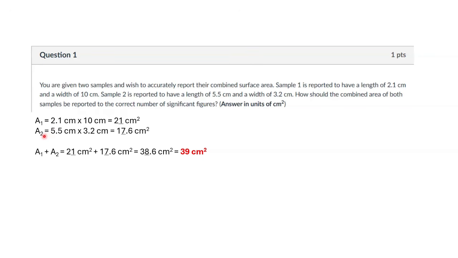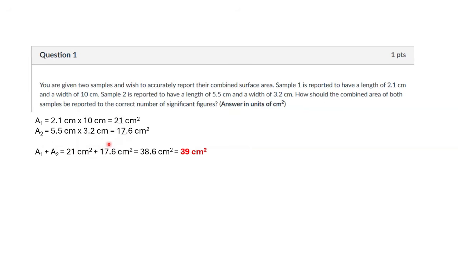For object 2, we had a length of 5.5 and a width of 3.2 centimeters. So we multiply that, we get 17.6 square centimeters. But due to the rules of propagation of significant figures, we would keep the 7 as the significant digit. We don't round at intermediate steps. So when we then go to, say, A1 plus A2, that would be 21 square centimeters plus 17.6 square centimeters, but we've underlined the digits that should be significant based on the previous set of operations.